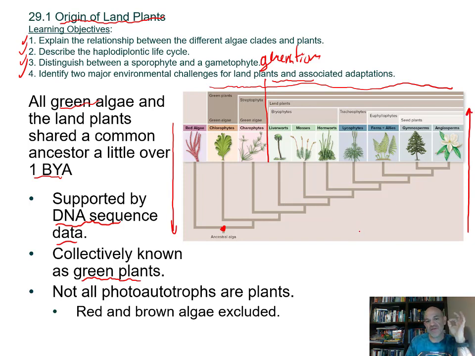Now, not all photoautotrophs are plants. We know from prior photoautotrophs, there's the cyanobacteria, which are prokaryotes, brown algae, right? And the red algae. You see the red algae out here would be a group that shares some ancestry with what we would refer to as the green plants. And they are photoautotrophic. They use sunlight to make their own food.